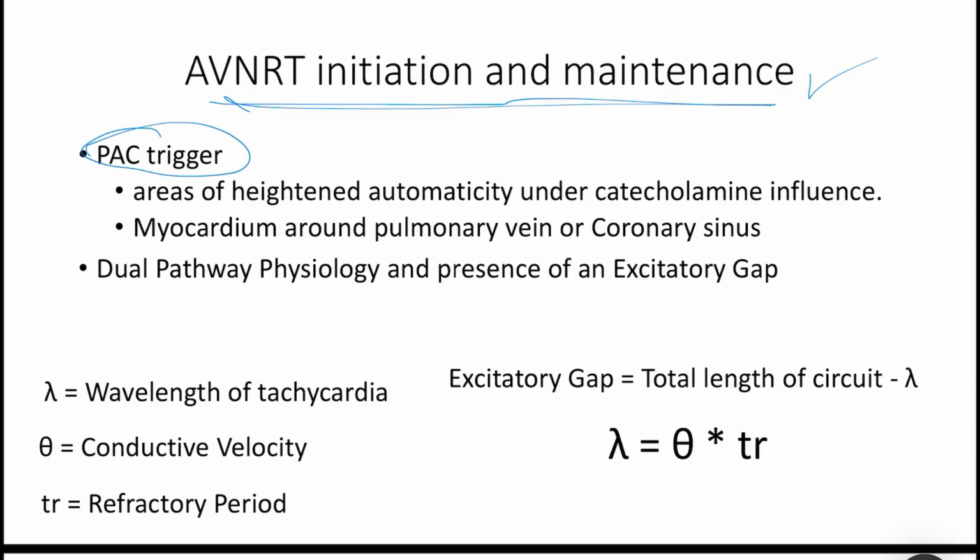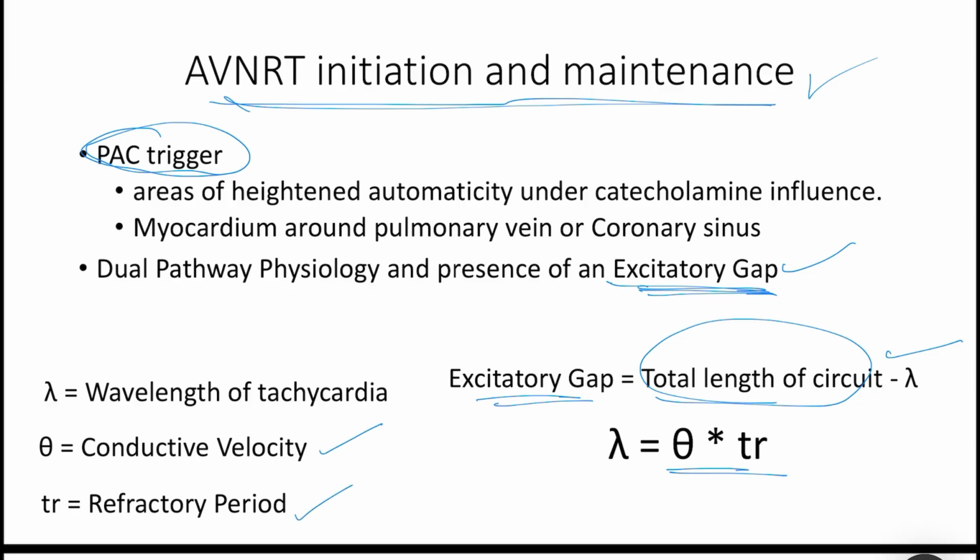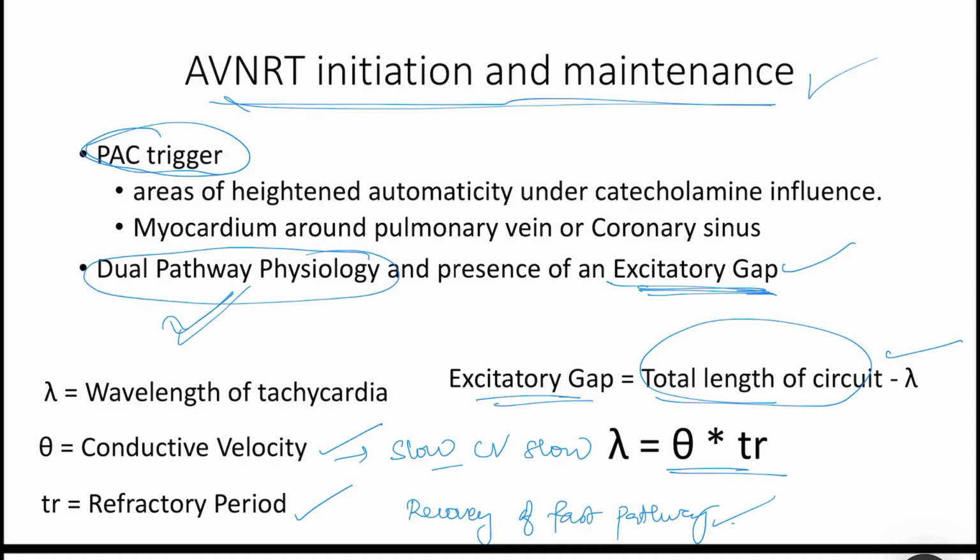Sustained AVNRT not only requires a timed premature atrial complex but also requires an excitable gap. That is, the action potential wavefront must continuously encounter excitable tissue to propagate. An excitable gap appears when the total circuit length exceeds the wavelength. The wavelength is given by lambda, which is equal to conduction velocity times refractory period. In short, a sufficiently slow conduction velocity down the slow pathway and appropriate recovery of the fast pathway are essential to permit the retrograde conduction. If these conditions fail, the reentrant attempt terminates after a single loop.